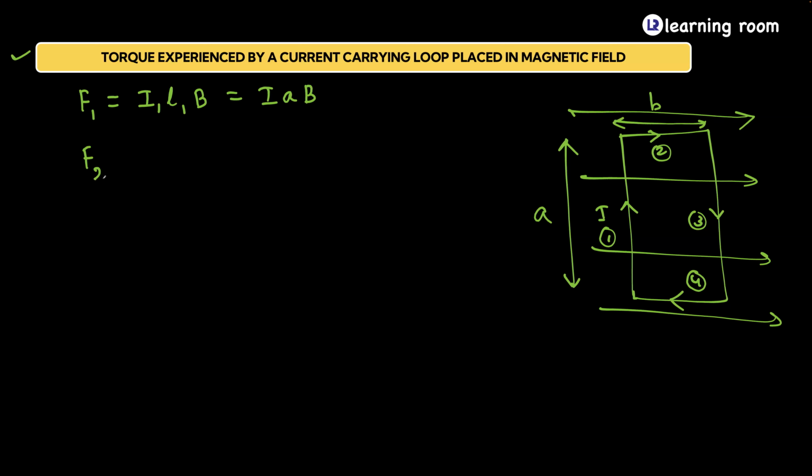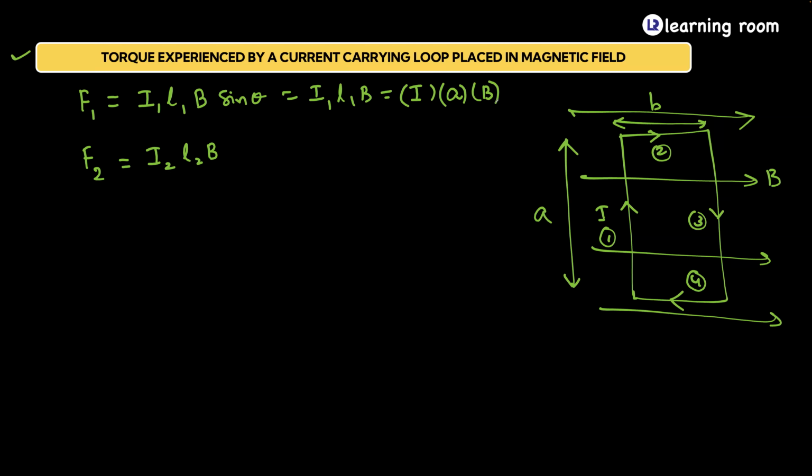Similarly, what is going to be the force experienced by the second conductor? It is I2 into L2 into B. See, here I want to make a clarification. I wrote it as I1 L1 B, but it is going to be sine theta also. So what is the angle between the length of the conductor and the magnetic field? How much? 90. That is why I wrote it as I1 L1 B. I1 is I, L1 is A, into B.